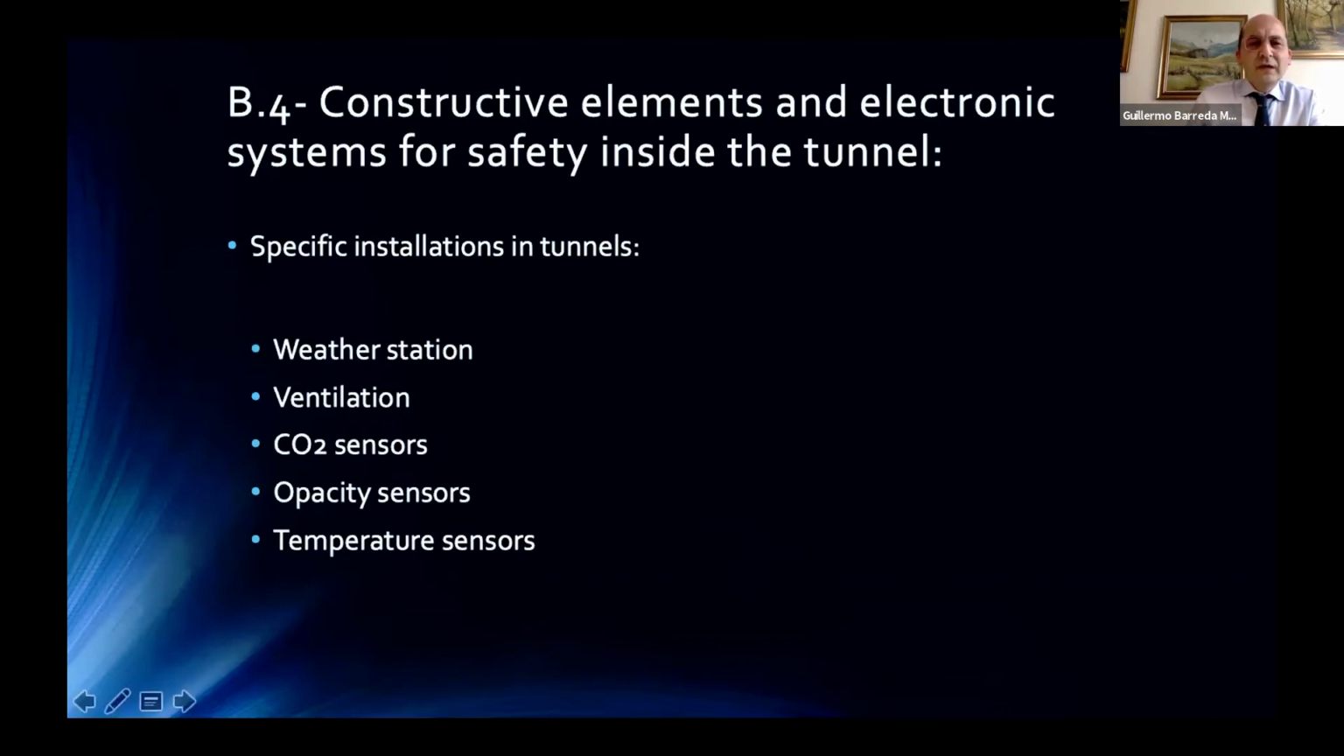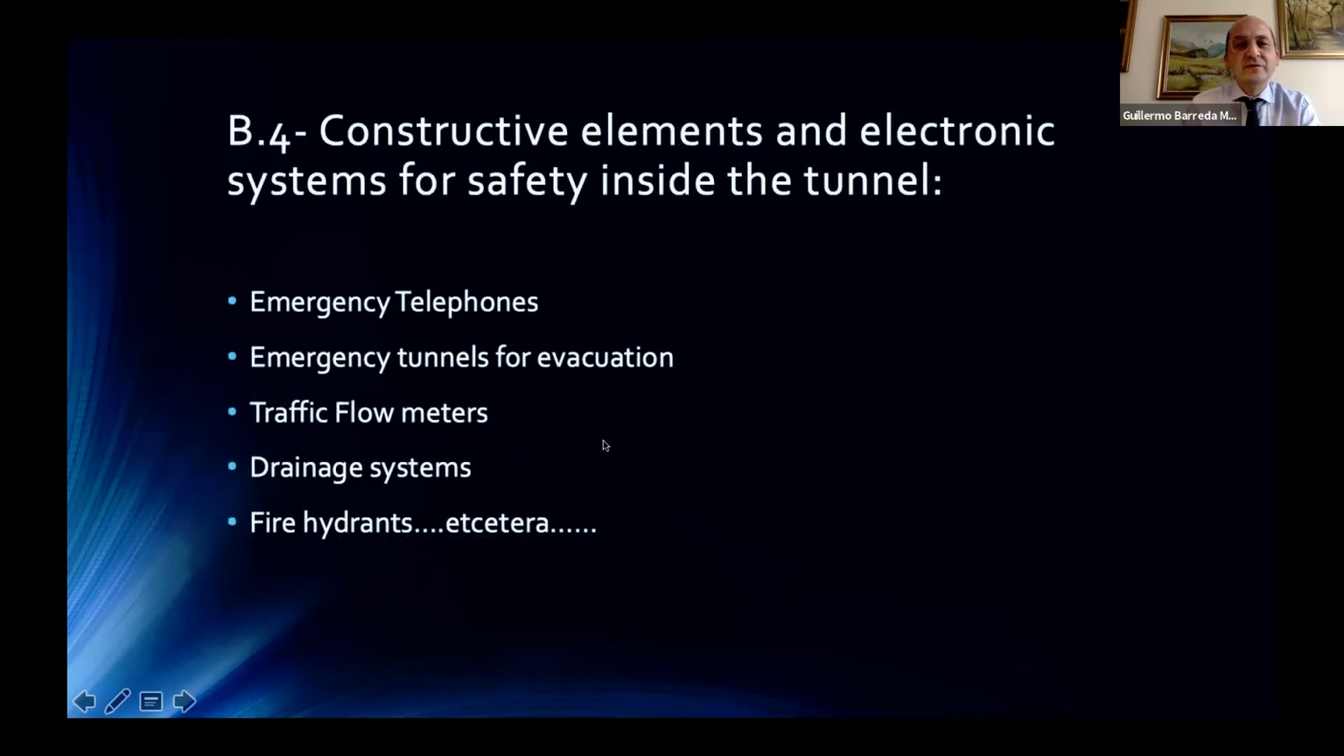We can see from now on specific installations in tunnels considering electronic systems for safety. There are lots of systems in a tunnel. For example, weather stations, ventilation systems with different kinds of ventilation, longitudinal, lateral, lots of systems, CO2 sensors, opacity sensors, temperature sensors, emergency telephones, emergency tunnels for evacuation, traffic flow meters, drainage systems, fire hydrants, etc. There are lots of electronic systems inside a tunnel. And all of them must be in perfect conditions all the time. So it is important to consider them when we are doing a road safety audit.